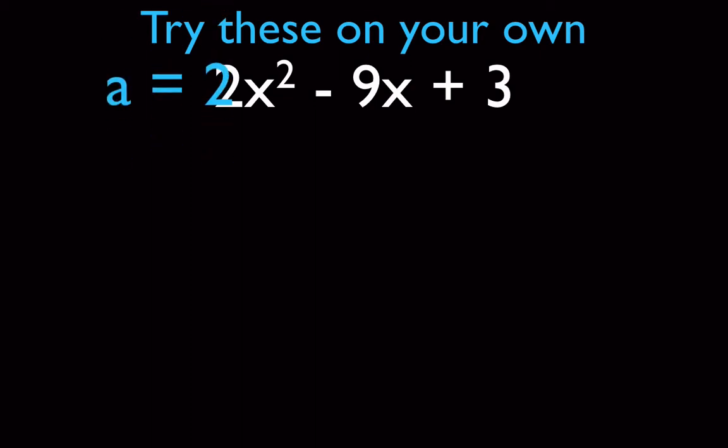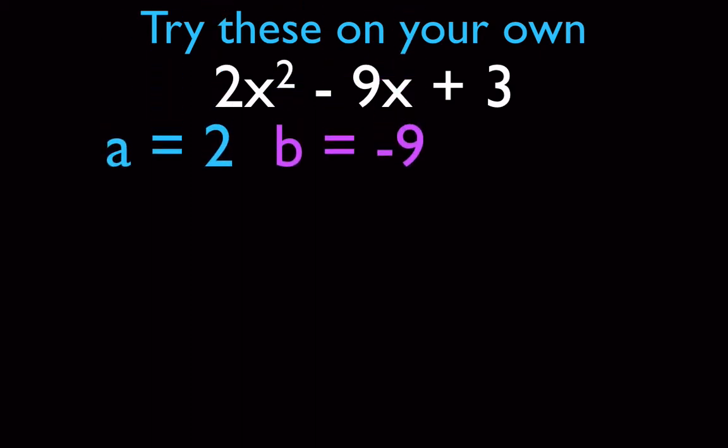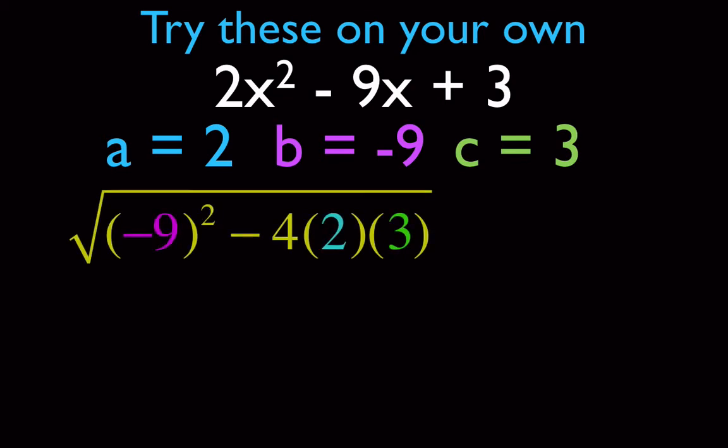Okay, here's something to try on your own. Again, you can pause it and try the example, and go from there. All right, so first thing you should have done is identified A, B, and C. A is 2, B is -9, and C is 3. Then you should have tried to plug them in. If you haven't done that, or if any of that stuff is incorrect, you may want to take a second and go back to that. Pause it again and try better.